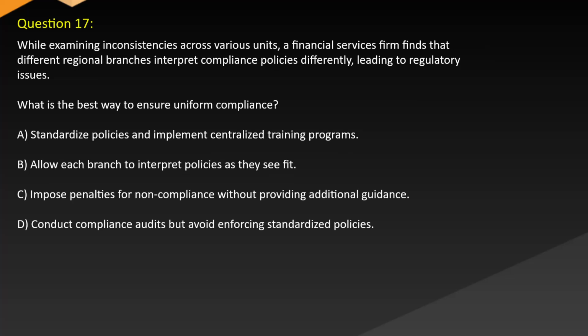Question 17. While examining inconsistencies across various units, a financial services firm finds that different regional branches interpret compliance policies differently, leading to regulatory issues. What is the best way to ensure uniform compliance?